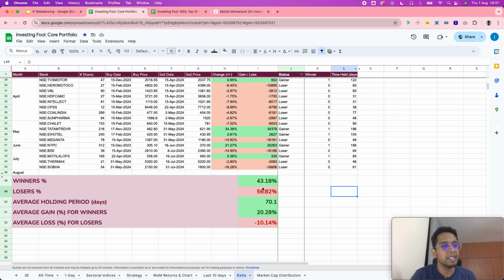What it means is basically we lose money on almost 60% of the stocks that we invest in. But the caveat here is that the average gain that our winners provide is like 20%. The average loss that our losers provide is 10%.